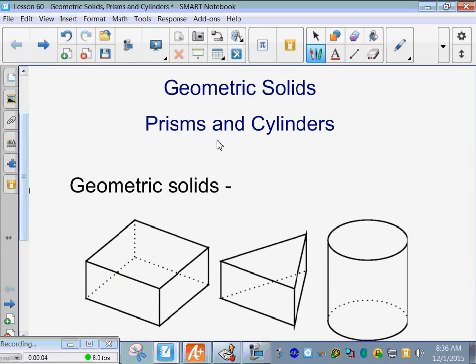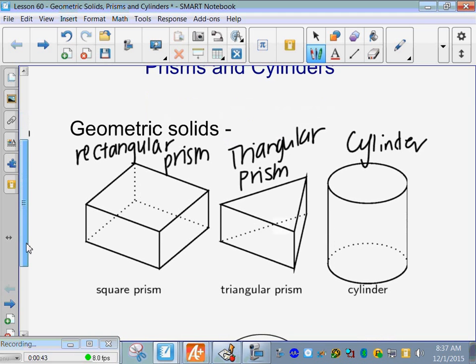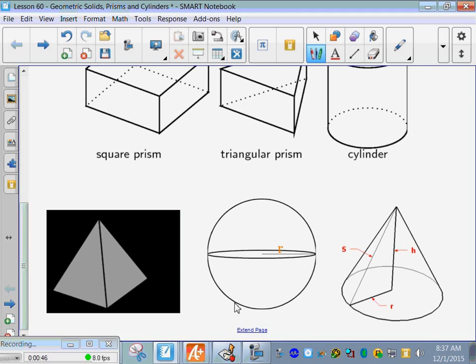All right, let's see if we can label any of these geometric solids. Raise your hand if you can tell me what we might call this. That would not be the technical term. Rectangular prism. That's fine. And the next one? Triangular prism. Cylinder. Very good. So we can label those. Oh, that's a square prism. I would have gone with rectangular, though, because we're not sure that's a square.